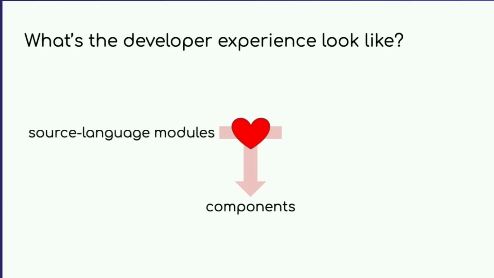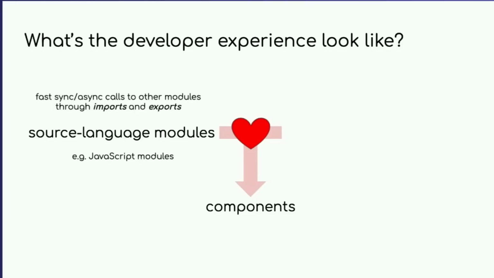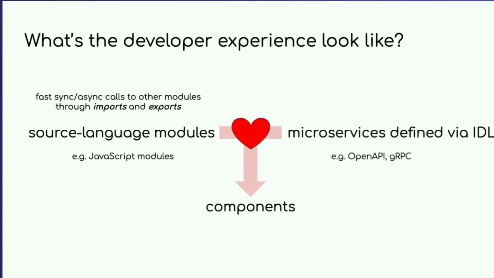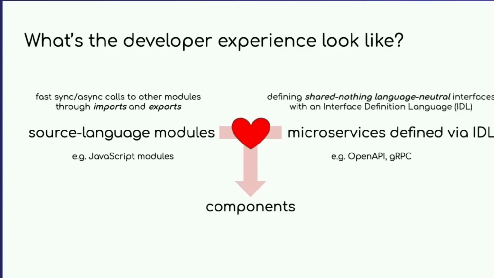So what does the developer experience look like for all this? A good starting point is to say that components are sort of like the love child of 2 things we're familiar with. On the one side, source language modules, like JavaScript modules, where we're doing fast sync and async calls to other modules through imports and exports, and microservices defined via IDL, like OpenAPI or gRPC, where we're defining shared nothing interfaces in an IDL and deriving our language-specific bindings from that.